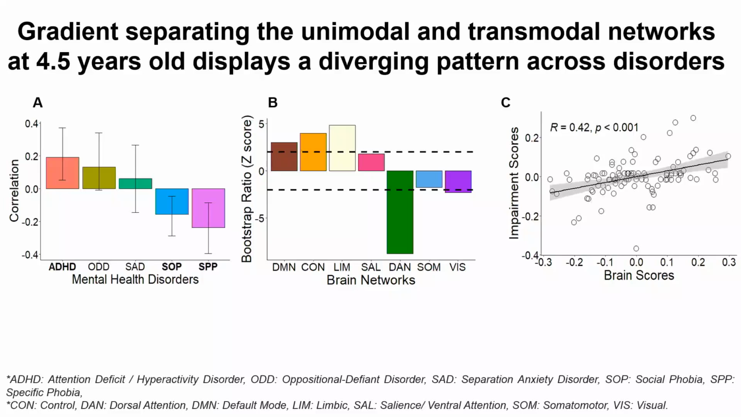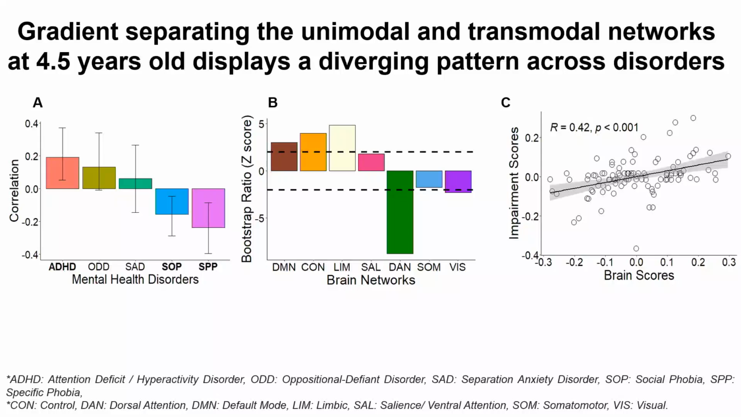We then carry out the partial least squares correlation analysis to look at the pattern of gradient at 4.5 years old relating to different mental health disorders. We discover one latent variable linking the second gradient, separating the unimodal and transmodal networks, with mental health impairments. In the first plot on panel A, we note that three disorders were identified to be significantly correlated with the latent variable based on bootstrapping. Attention deficit hyperactivity disorder positively correlated with this latent variable, whereas social phobia and specific phobia exhibited negative correlations.